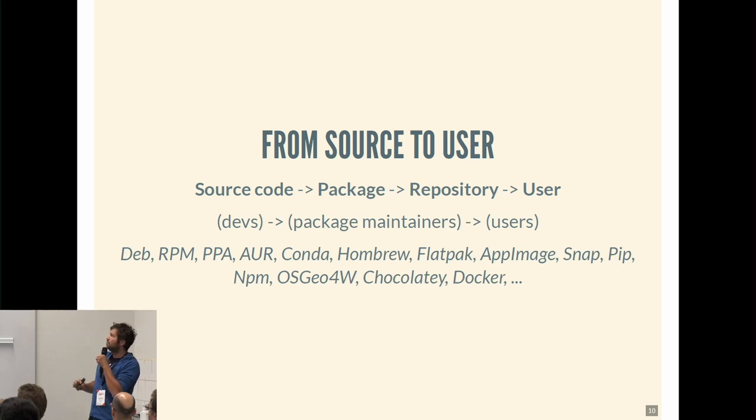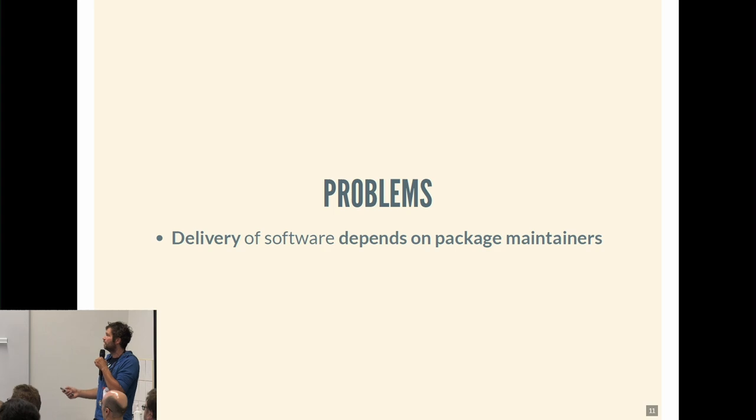So how does the journey of source code go to the user? There's source code developed by developers, and then once the software is finished, we tag it, and there's a package maintainer very often, who then picks up the source, packages it, uploads it to some repository, and then a user or machine can pick it up. And there is a huge number of technologies and packaging formats we actually use for packaging. There are much more. And there are multiple problems with that.